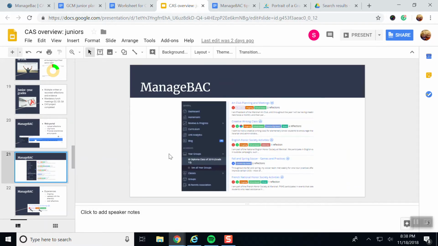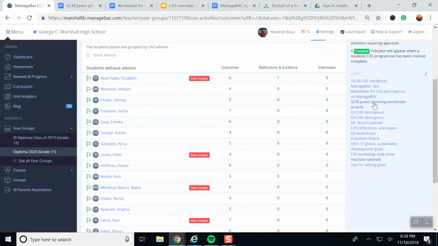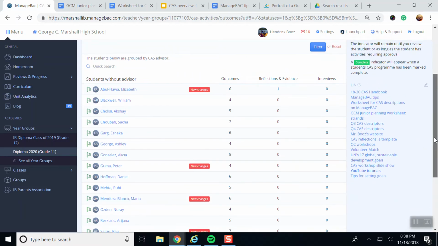You guys can see what it looks like. Here's kind of a visual. But instead of showing you these slides, I'm going to jump right to the Class of 2020's page. As I said before, there's all these links here on the side.